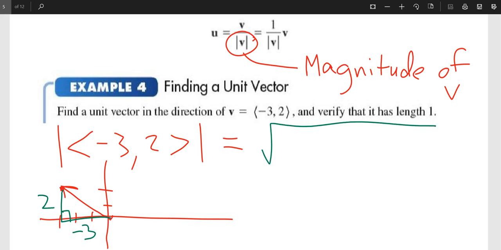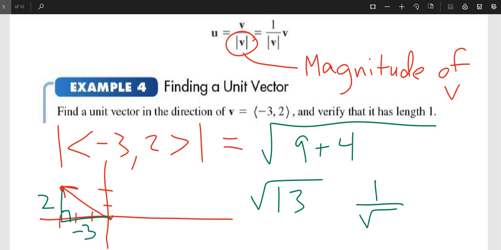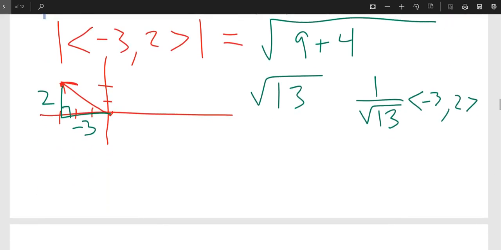Okay, I need to know, folks, what's the magnitude? What's the magnitude? Come on. 9 plus 4 is the square root of 13. Nicely done. So to make this a unit vector, according to what they're telling me, I take 1 over radical 13, and I multiply it times negative 3, 2. Now, personally speaking, I would leave my answer like this.